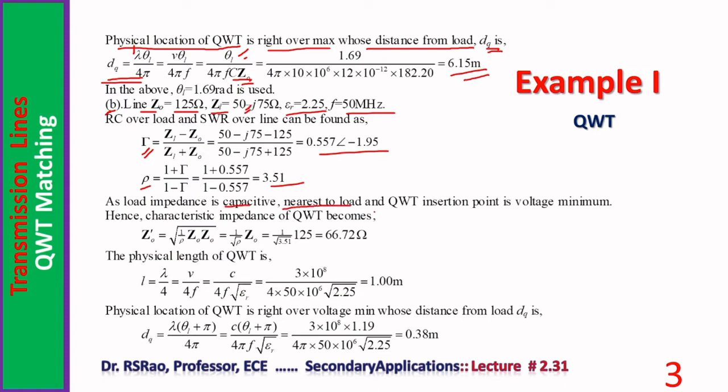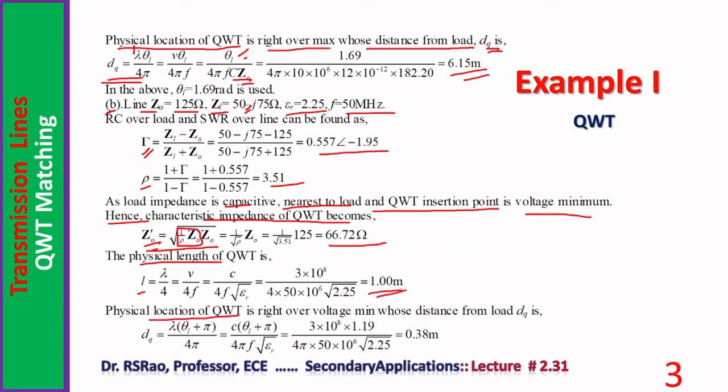The point nearest to the load for QWT insertion is a voltage minimum. Hence, the characteristic impedance of the QWT, Z0 prime, is the square root of Z0 times Z0 by rho. Z0 by rho is the line impedance at voltage minimum, where we are inserting the quarter wave transformer. Substitution results in a value of 66.72 ohms for Z0 prime, the characteristic impedance of the QWT. Physical length L equals lambda by 4, V by 4F. Of course, V is C by root epsilon R. Epsilon R is available, so substitution results in a length of 1 meter.